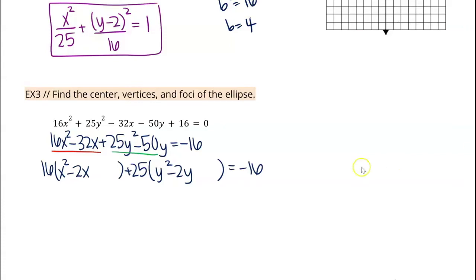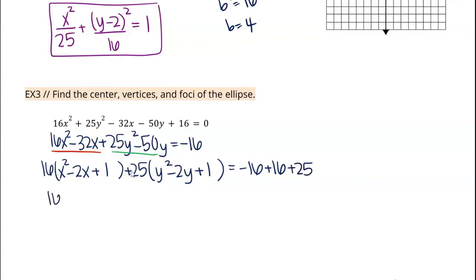complete the square. So take half of 2 and square it. I'm going to add 1. Same kind of thing here, half of 2 squared. But what happens is this 1 is getting multiplied by 16. So I didn't just add 1, I added 16. So I need to make sure to add 16 to the other side. Same kind of thing for y. I didn't just add 1. This time I added 25. So I need to add 25 to the right hand side.